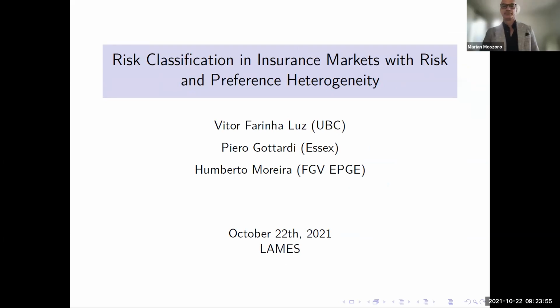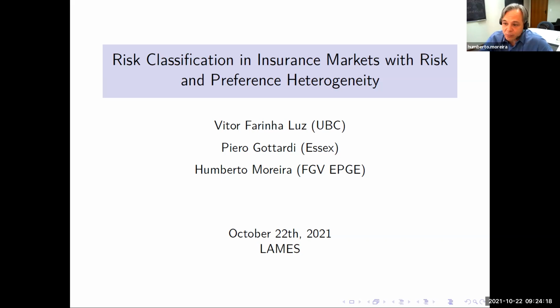Yes, please. Okay. So this is a joint paper with Vitor Faria Luiz and Piero Gottardi. As the title says, this is about risk classification in insurance markets with risk and preference heterogeneity. It has nothing to do with auctions, but more with insurance markets. But there is some link with the previous paper in the sense of the disclosure of information, as you're gonna see in this presentation.